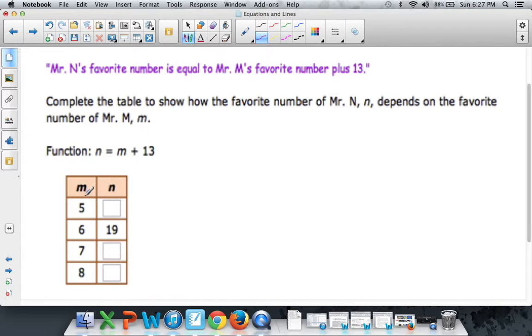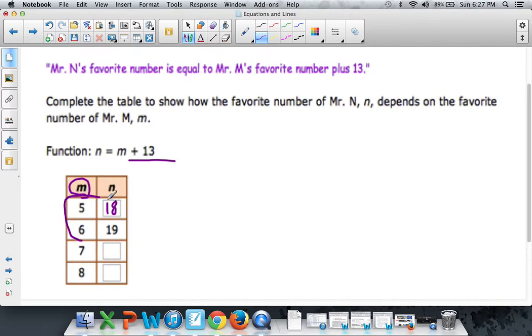Now they're asking you, what if M was 5? What would N be? Just do what it says to do. Add the 13. 5 plus 13 is 18. What if M was 6? What would N be? Well, it says 19.